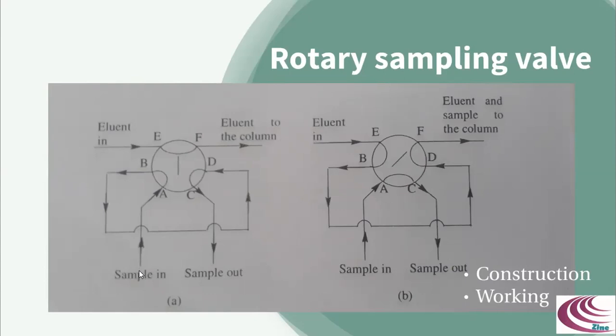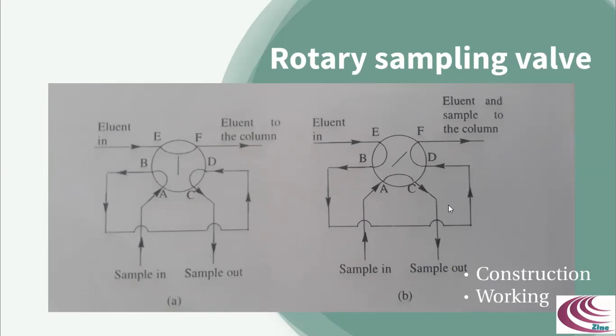This is a sample in, and here loops we will consider based on overall arrangement, that is eluent in, eluent to the column. The first one is filling mode. This component is called a filling mode, and this B component is called a loading mode.